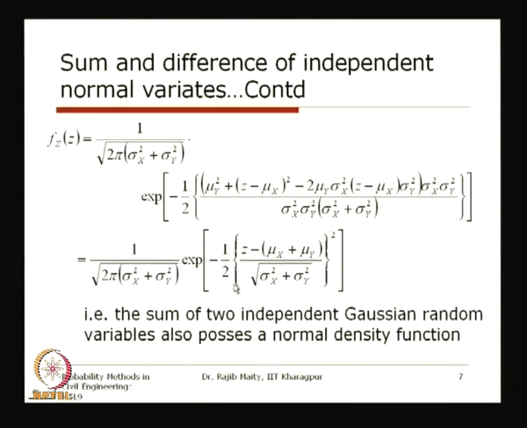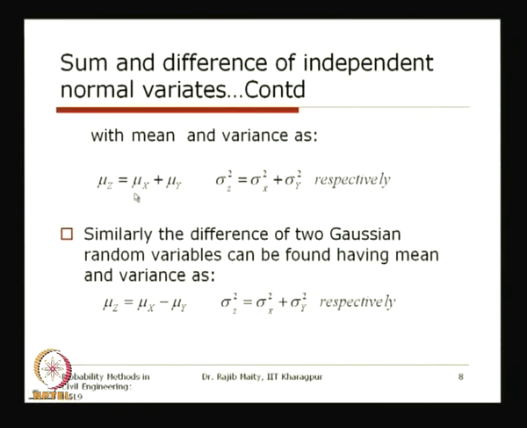Of course, this will be the square root of 2 pi, and this part will be under the square root, since this is the normal distribution form. This is the form of the random variable z. So, the sum of two independent Gaussian random variables is also a normal density function, with parameters, as we have just seen: mu z of the resulting function is equal to mu x plus mu y, and sigma z square is equal to the summation of their individual variances.